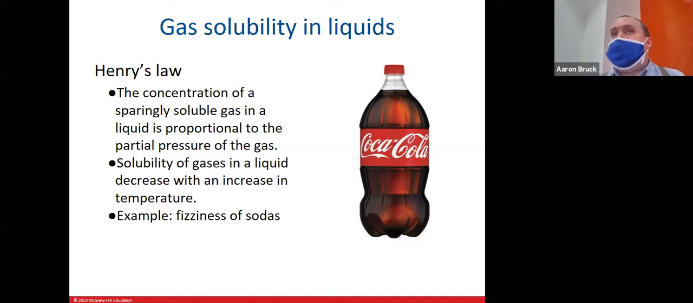Now, if you're in the business of liking flat soda, best thing that you can do, open that thing up, pour it into a big container, and let it warm up. You'll get rid of that gas quick.